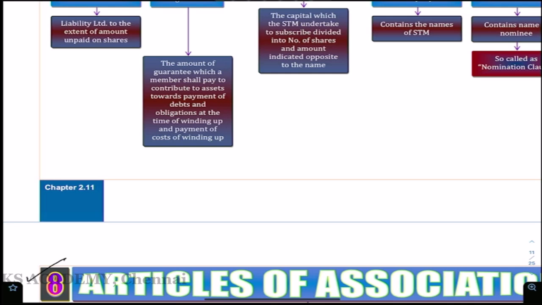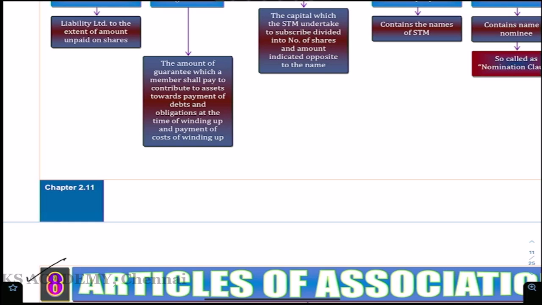Question number 1. What are the 3 sections? Section 5, Section 14 and Section 18. What is 14? Alteration of AOA. What is Section 5? Articles of Association. Very good. What are the tables contained in AOA? F to J. Madam, tell all the names, please.